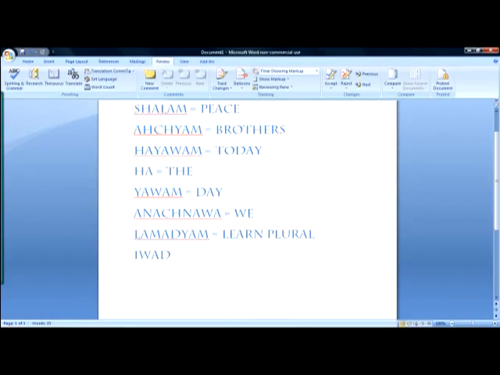Iwad, which means more and still, and then Dabaryum, which is words. The word dabar is word, and the yum at the end makes it plural. Alright, and then the last word here is Ha'Ibaryath, and Ha'Ibaryath is the Hebrew. Alright, so that's what I said. Peace, brothers. Today we learn more words, the Hebrew. So today we're going to learn more Hebrew words.